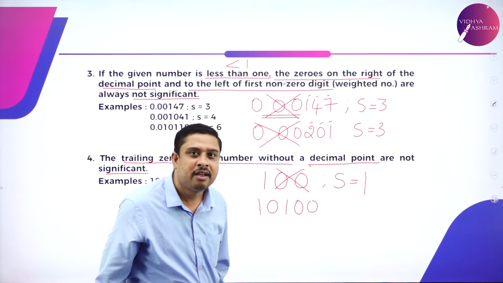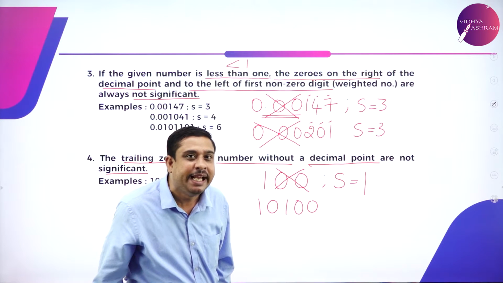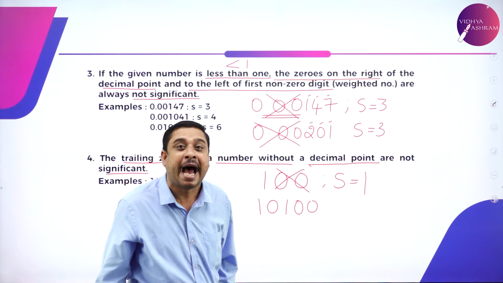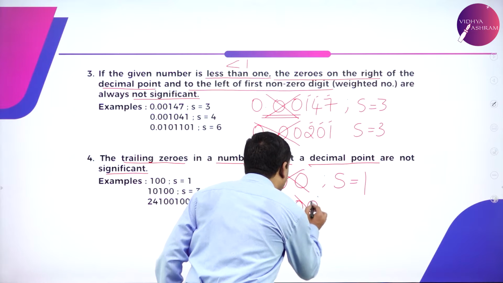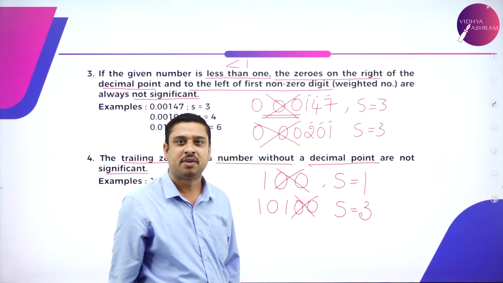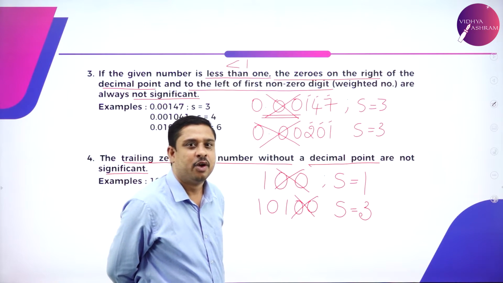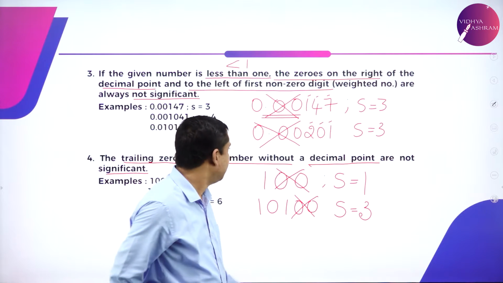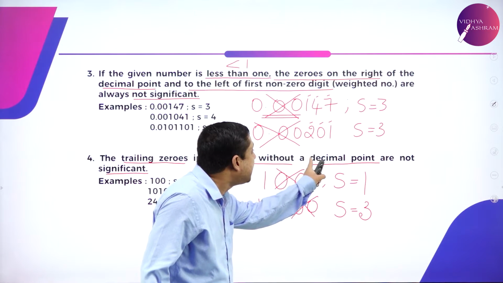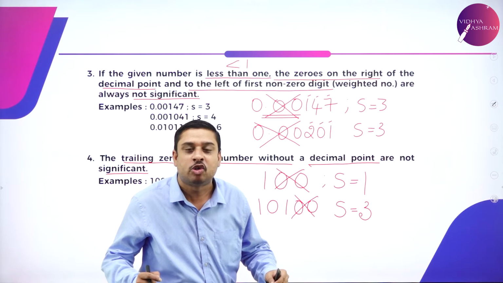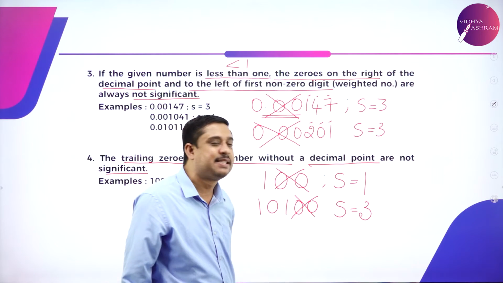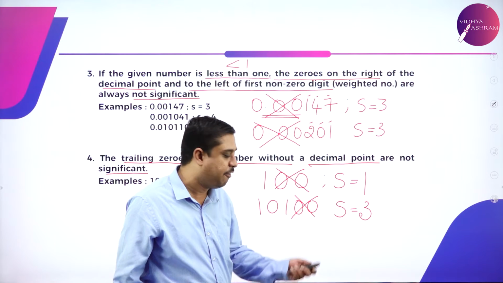What about this 0, sir? That is in between 2 non-zero digits. My rule 2 clearly told it has to be significant. So these 2 zeros are insignificant. So 3 significant digits. So very clearly, rule 4 says that any zeros following a non-zero digit in a number without a decimal point are not significant.